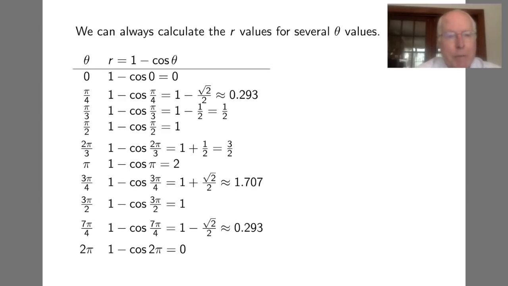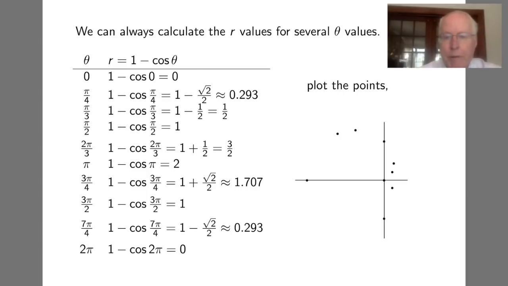Here we've made a table. Down the left column we have several values of theta running from 0 to 2 pi. And in the next column we've computed cosine theta, subtracted from 1 to get the r value. We can then plot these points, as we see here.